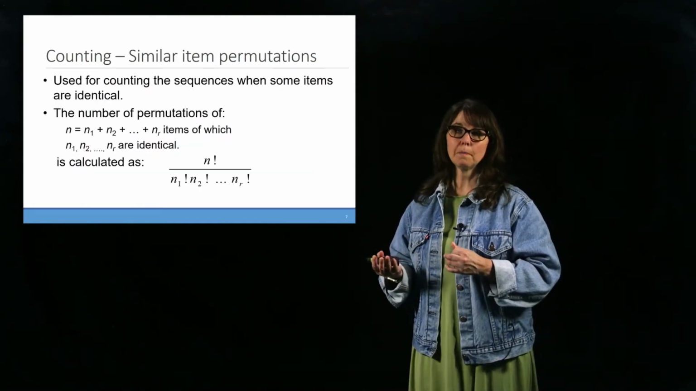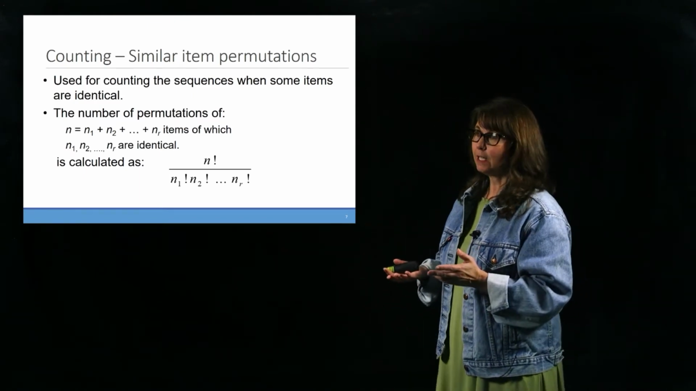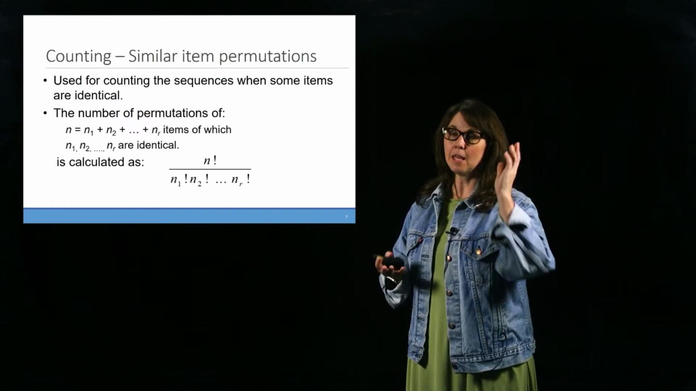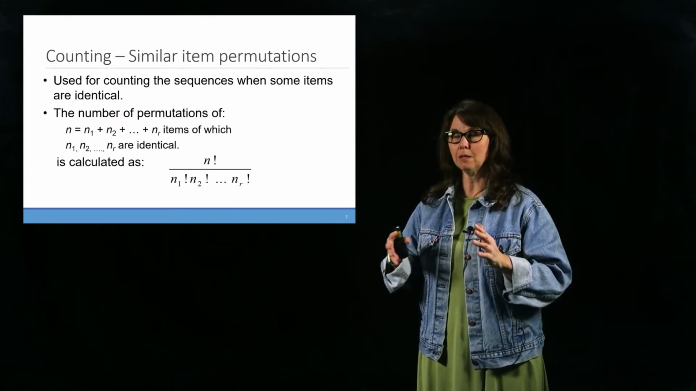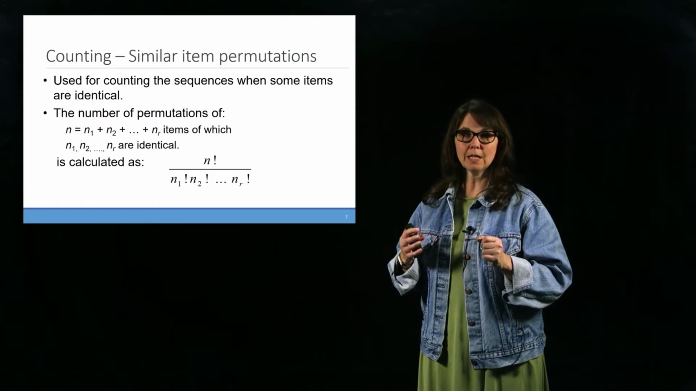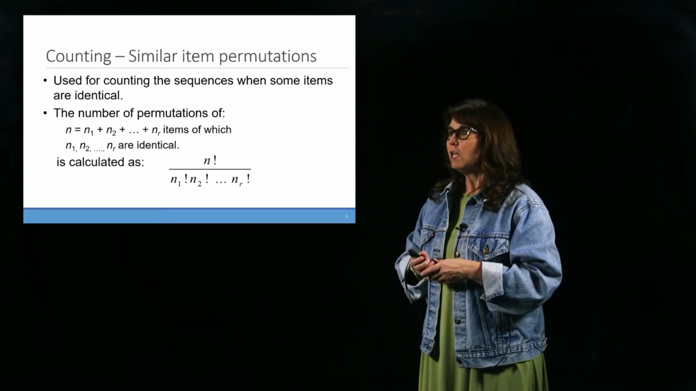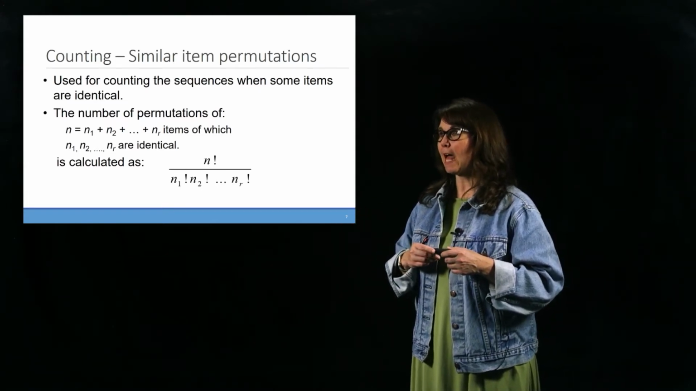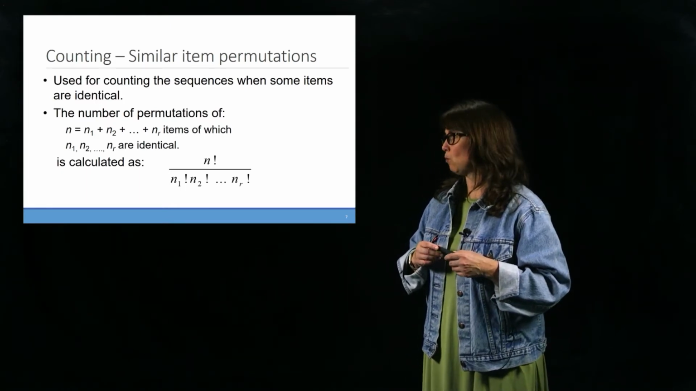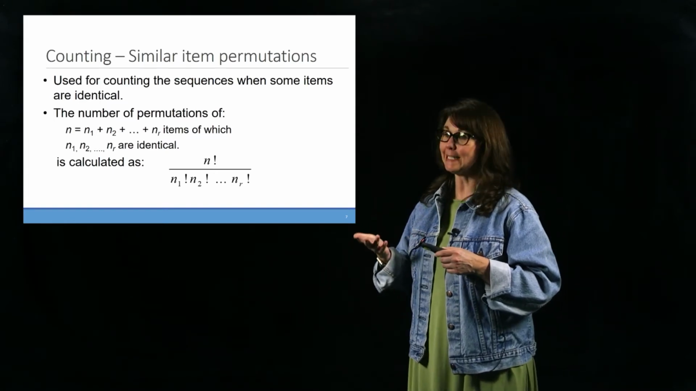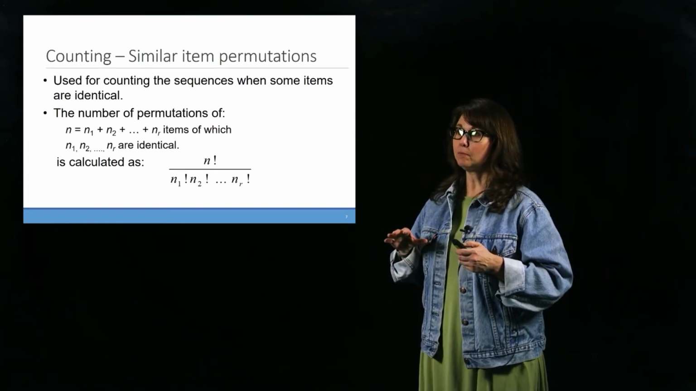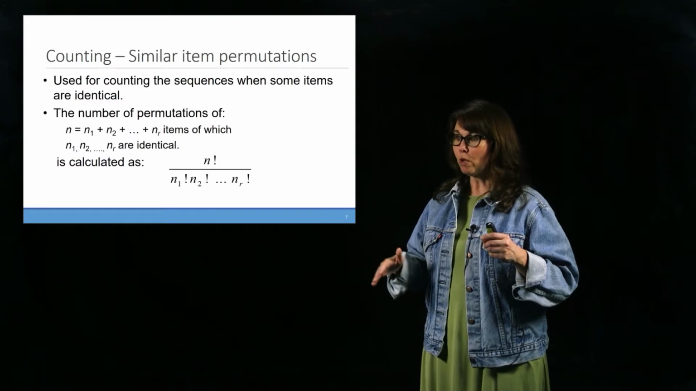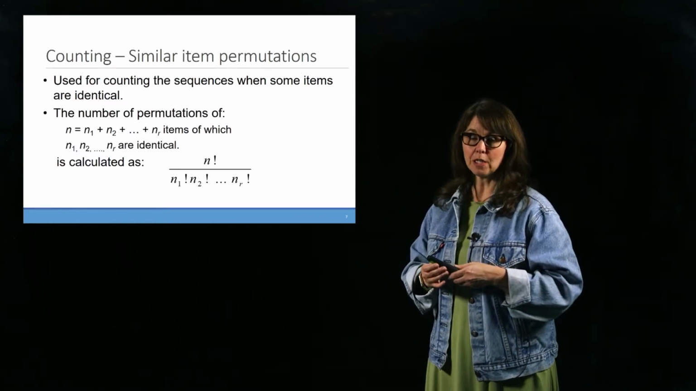Now, if we want to do permutations where you have similar items, and so you are not able to distinguish, or you don't really care to distinguish the items into distinct items, maybe you have K different items, but you don't really care within those K what they look like. So let's say we have N, which is made up of N1, N2, plus all the way up to N sub R, and that's the number of items in which N1, N2, all the way up to N sub R are identical. And so in this case, the permutation formula becomes N factorial, which is the overall N, divided by N1 factorial times N2 factorial, all the way up to N sub R factorial.